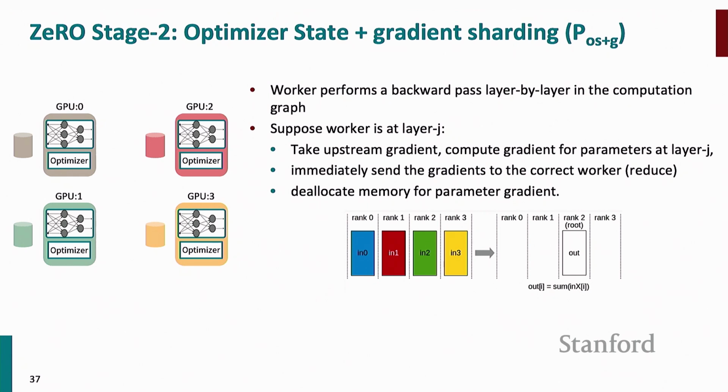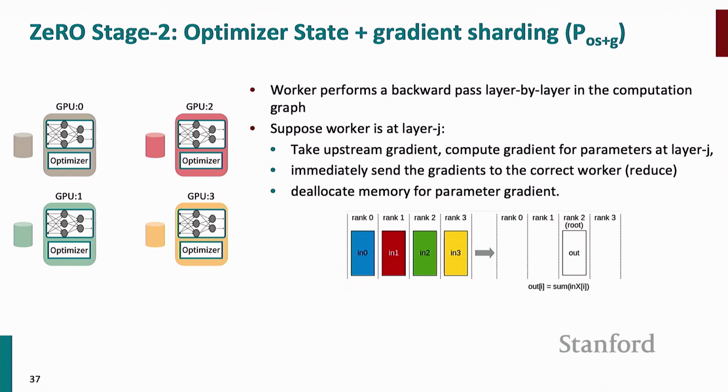So now let's say you're at layer J. You take the upstream gradient, you compute the gradient for the parameters at layer J, okay? The moment you compute those gradients, send it to the right worker, okay? There exists some worker that is responsible for layer J. And what's going to happen is every GPU that's just computed the gradient for layer J for its data slice sends it to the right worker, okay? And then the moment you've done that, you deallocate this memory that you just created, okay?